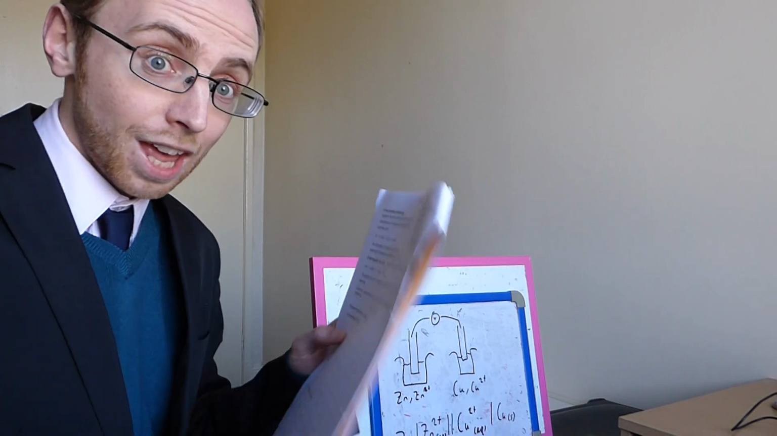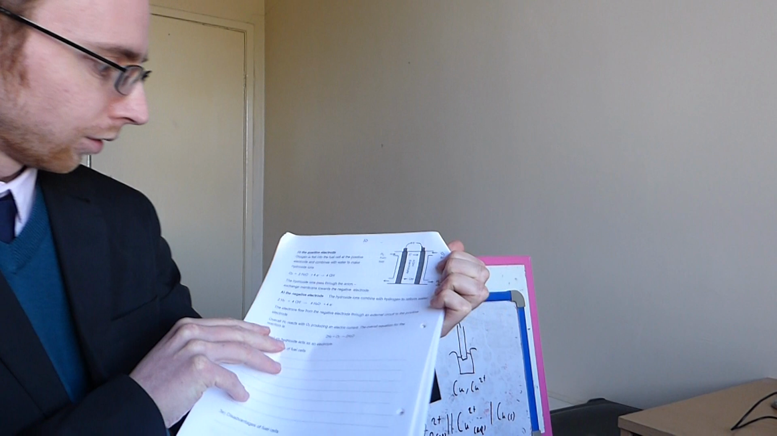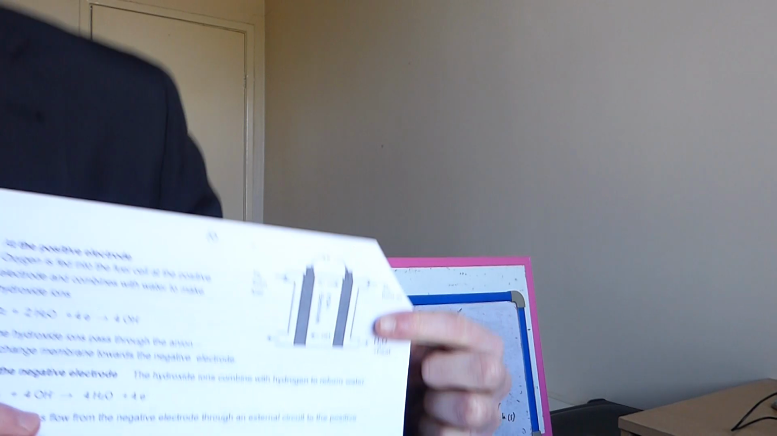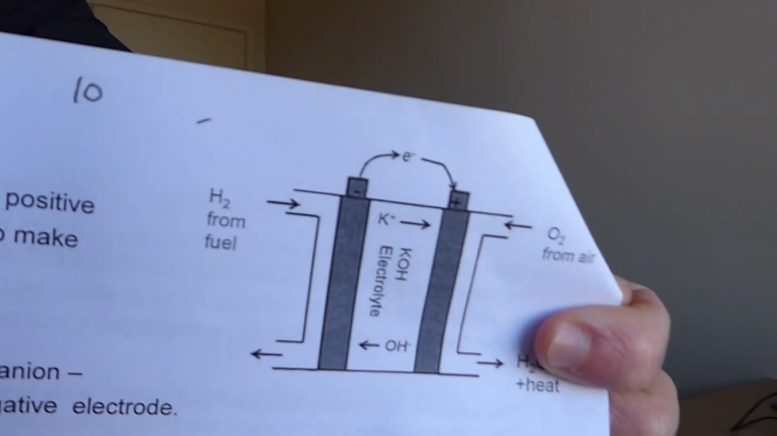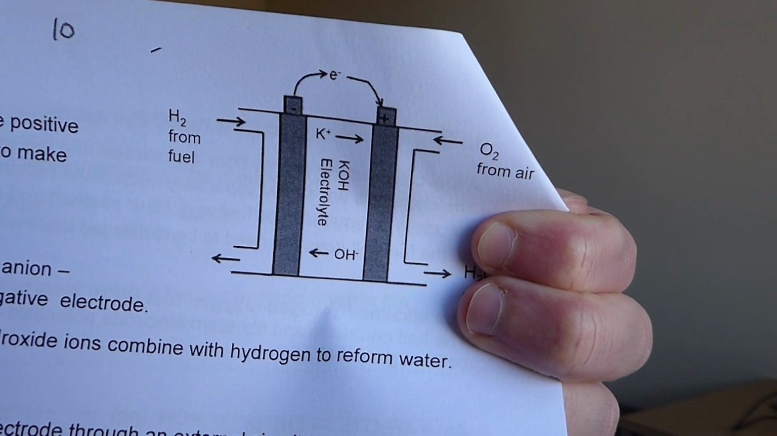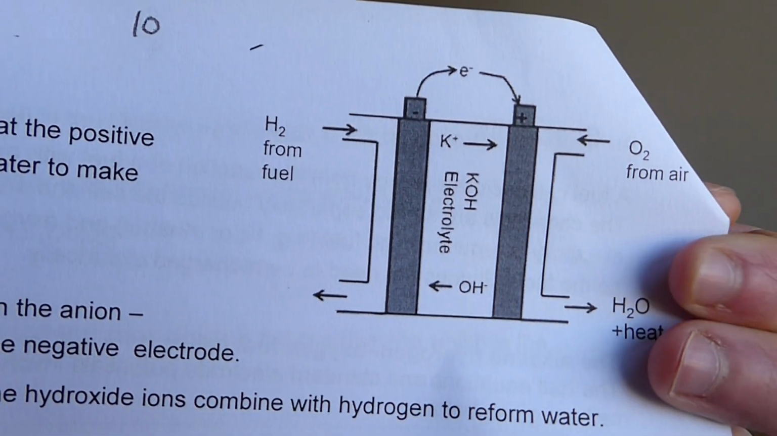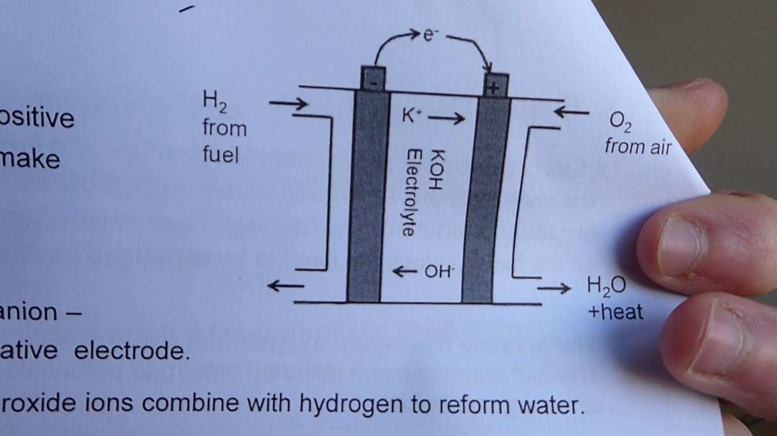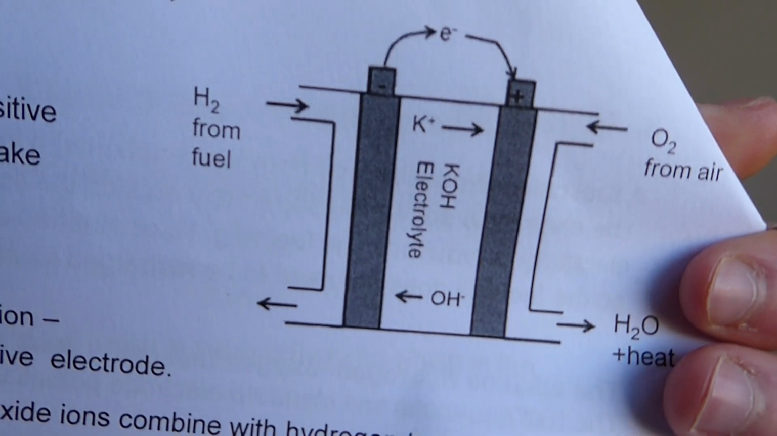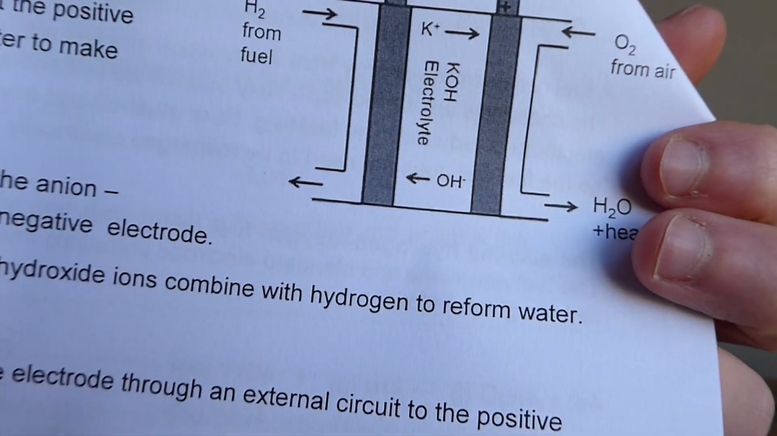So you're going to want page 10 of the booklet because you've got a diagram of it there. I'll hold it up to you now. There we are, so that's the thing we're after. Now this is called the alkaline hydrogen-oxygen fuel cell because we're under alkaline conditions and obviously it's using hydrogen and oxygen. So we can use this to power a car if we wanted.